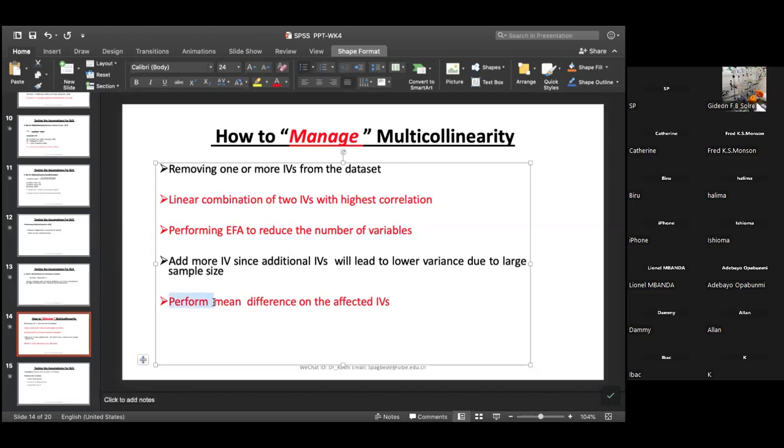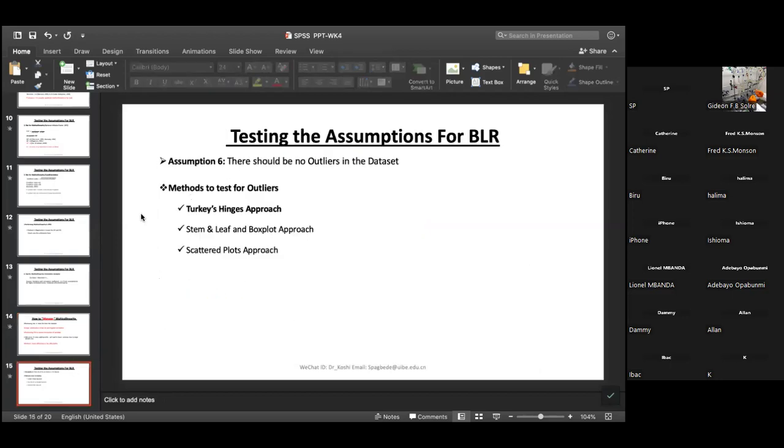So yeah, we talked about this. You can also increase the sample size, because increasing the sample size also leads to reduction in variance, or you can perform the mean difference on the affected IVs. So we did that, and then we also checked how to detect outliers in our data set.